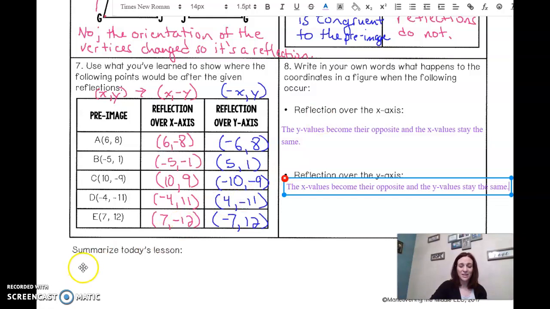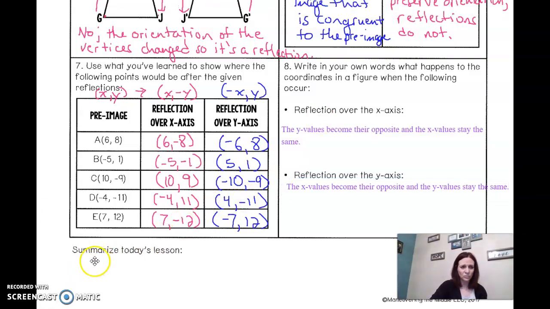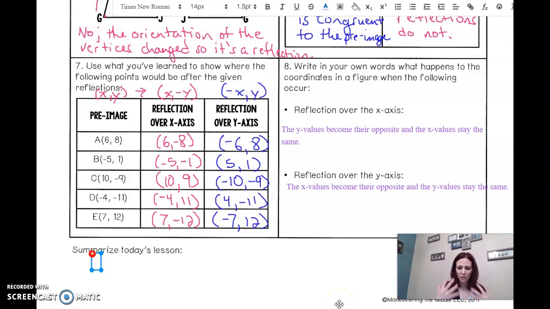All right, so just to summarize, and feel free to write what you want to write down. Reflect over the x, you change the y's to their opposites. Reflect over the y, change the x's. But I want you to focus on reflections for a second. Reflections preserve distance, which basically when I say preserve distance means preserve segment length. They preserve angle measure.